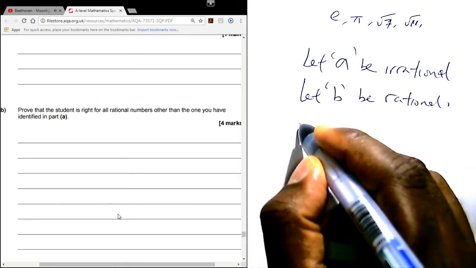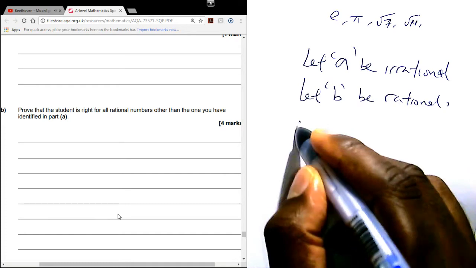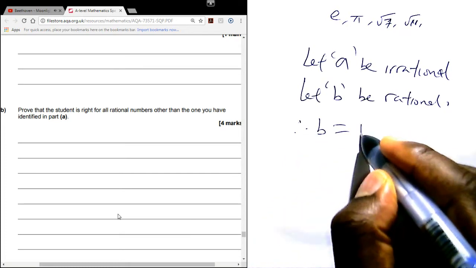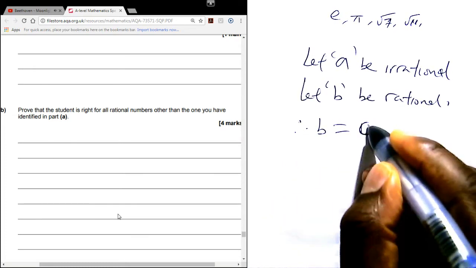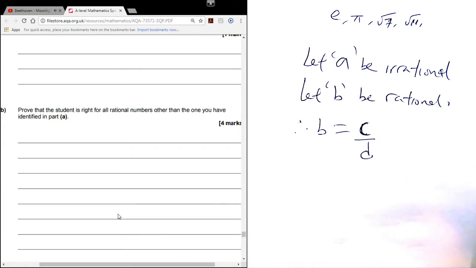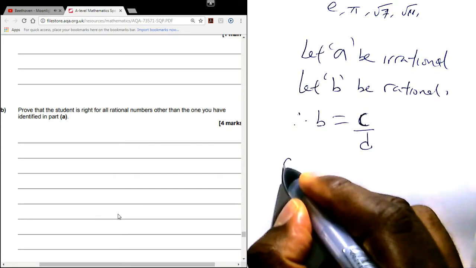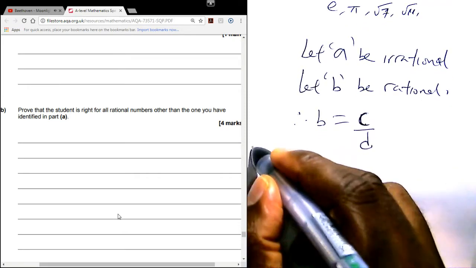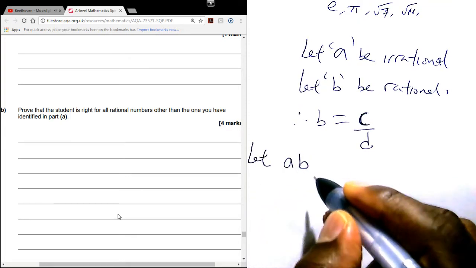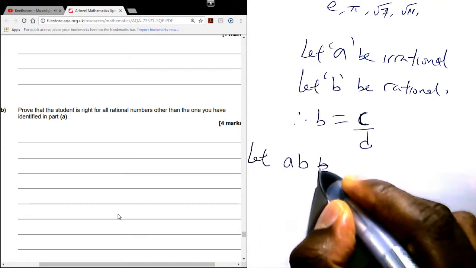So, if b is rational, therefore, b could be written as, let's say, c over d. Right? But a cannot be written like that. Let a times b be rational.